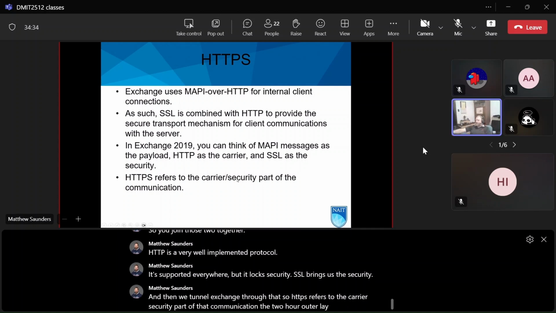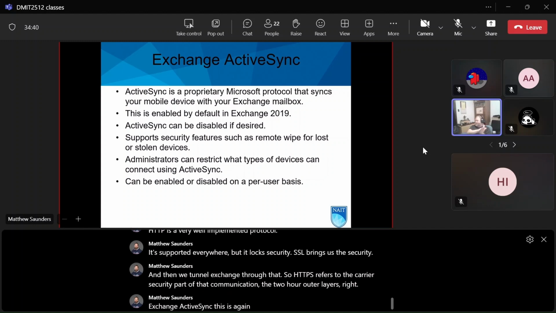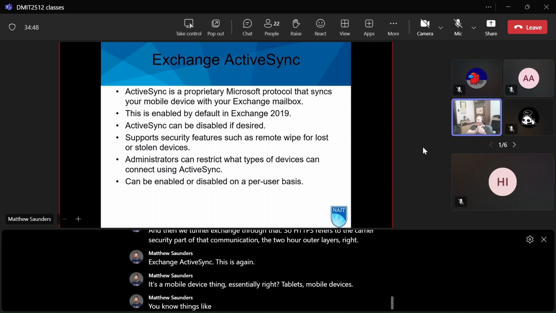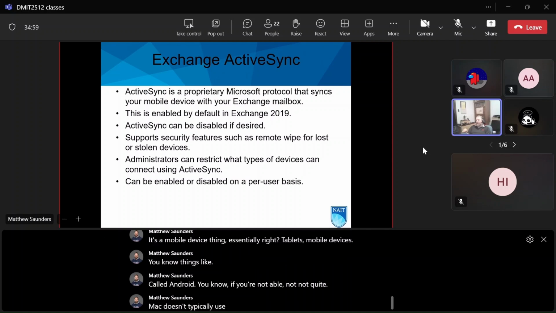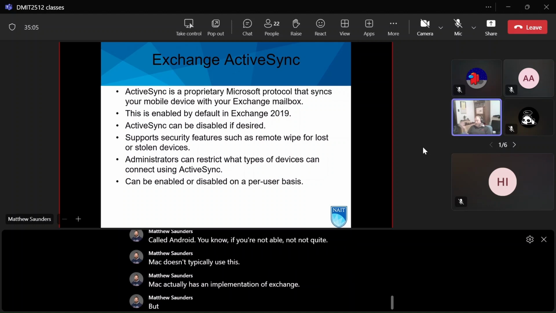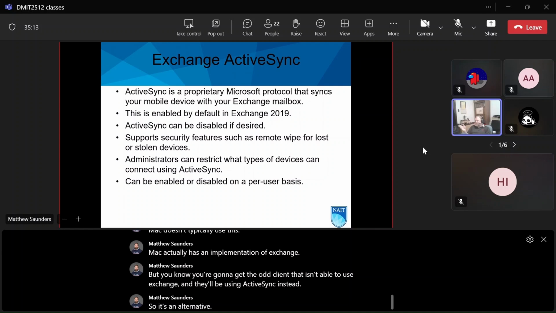Exchange ActiveSync. This is again, it's a mobile device thing essentially, right? Tablets, mobile devices, things like Android. Mac doesn't typically use this. Mac actually has an implementation of Exchange, but you're going to get the odd client that isn't able to use Exchange, and they'll be using ActiveSync instead. So it's an alternative. It's a bit of a weaker alternative.